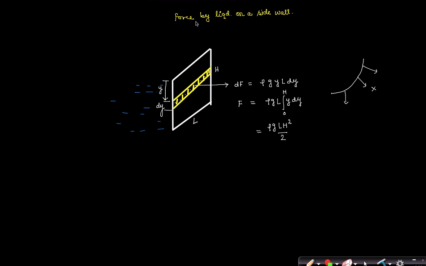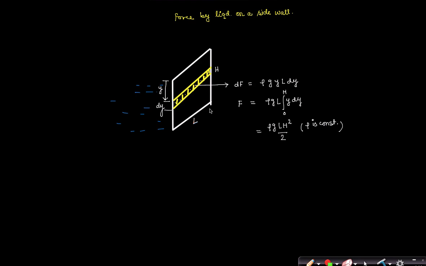Right? So force by liquid on side wall is given by this formula. But here different things we have assumed. One thing is that rho is a constant. Yes, sir. Rho is a constant, that is why we have taken it outside. If the rho is not a constant, we could not take it outside the integration. We have also assumed that the wall is rectangular. That is why the integration is in this way.